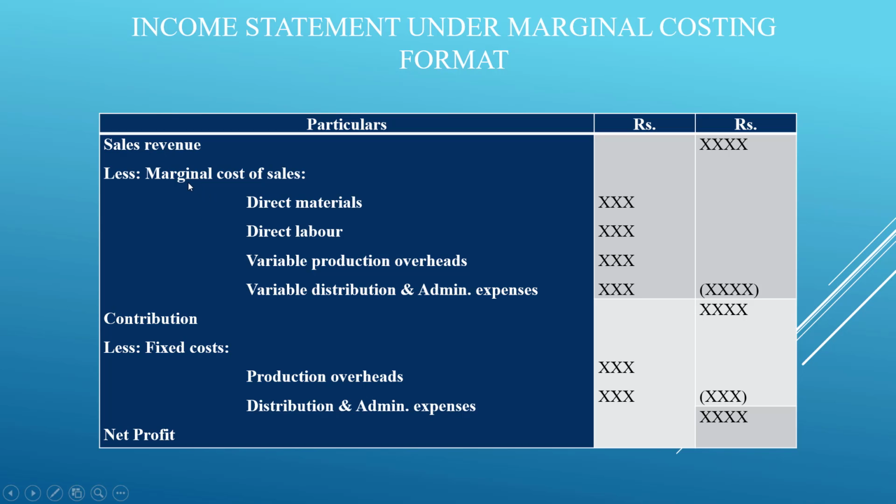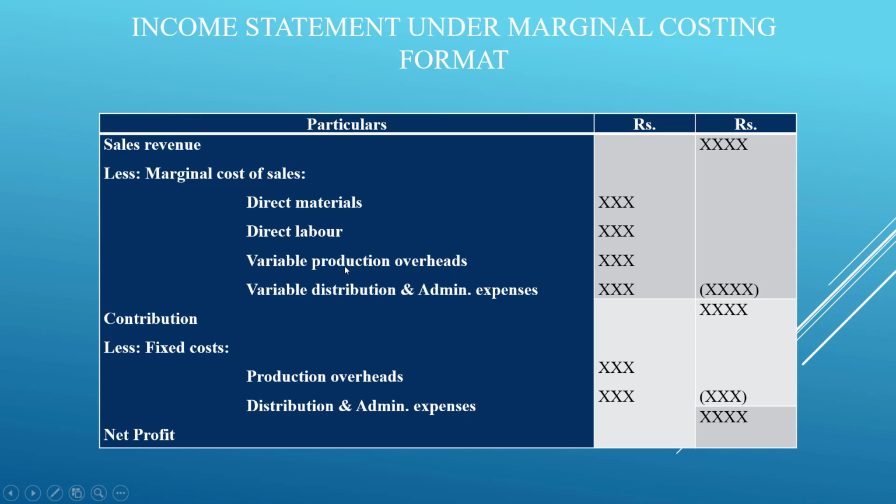So here also, for calculating this income statement, the marginal cost of sales will include direct materials. Whatever direct materials will be there in the question, give the amount here. Then direct labor, whatever labor will be there, the amount will be given here. And variable production overhead, these are all the variable overheads. Okay, and in case the names can be changed, variable production overheads has been given here.